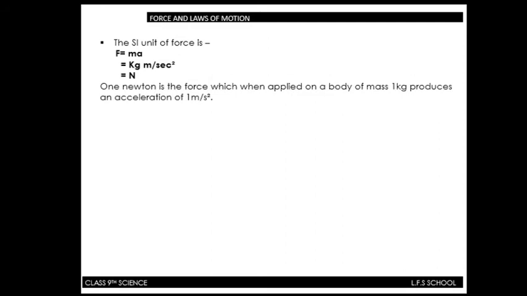So, now we will define what is a Newton. F equals ma, you take it into consideration that 1 Newton is the force which when applied on a body having a mass of 1 kg produces an acceleration of 1 meter per second square.